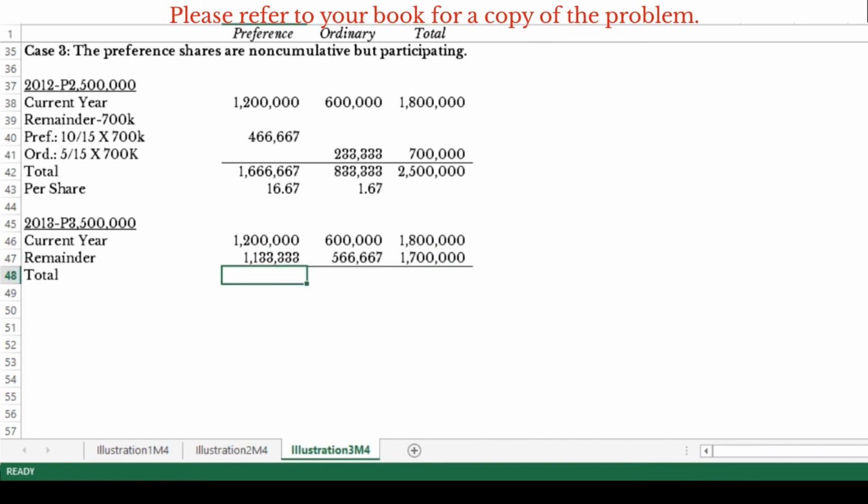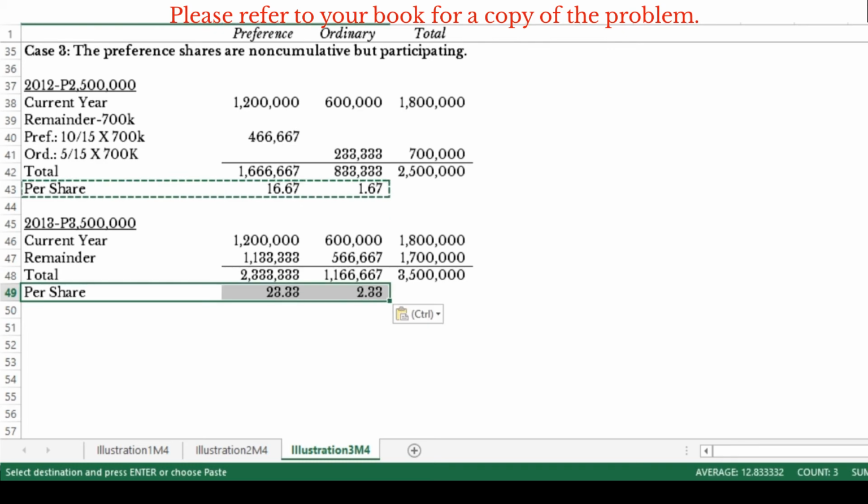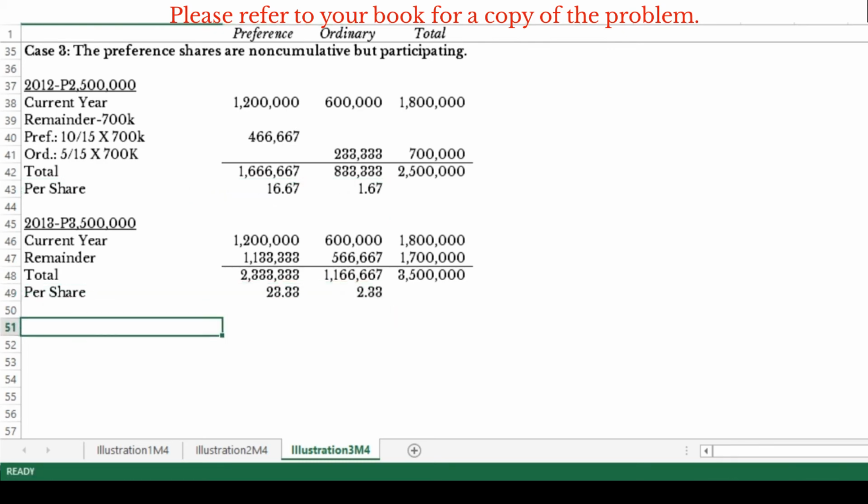After that, yan yung ating total. So magkano yan? For the ordinary shares and the preference shares. So we have 2,333,000 for preference. For ordinary, 1,166,667. Let's compute yung per share figures. Ayan, let's put that here. Okay. Next, for 2014, okay, so we have 6.5 dividend declaration.